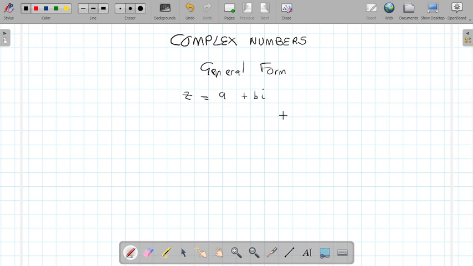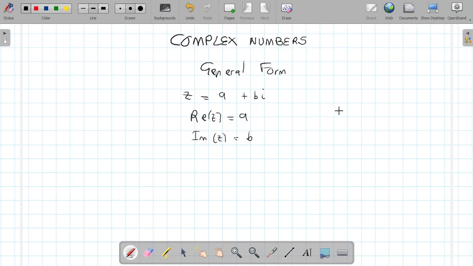Now this is a complex number where A is known as the real part of the complex number. So we have R, which means real part. The real part of Z. The real part of the number Z is A. Then the imaginary part of the number Z is B.